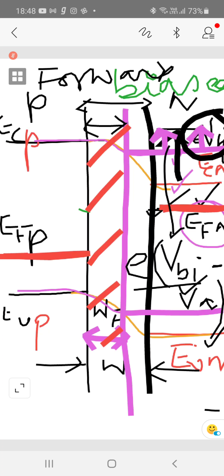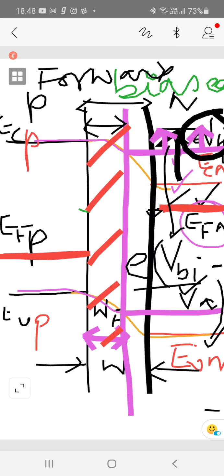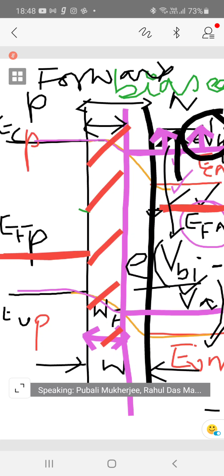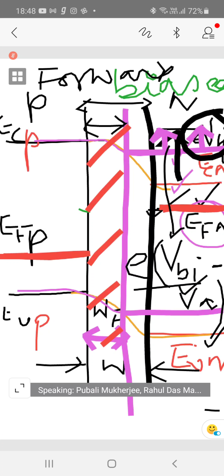Ma'am, can you please repeat that part where, in this continuous diagram, when no change is there in EFP but there is change in EFN? Then, there is no change in EFP or EFN.